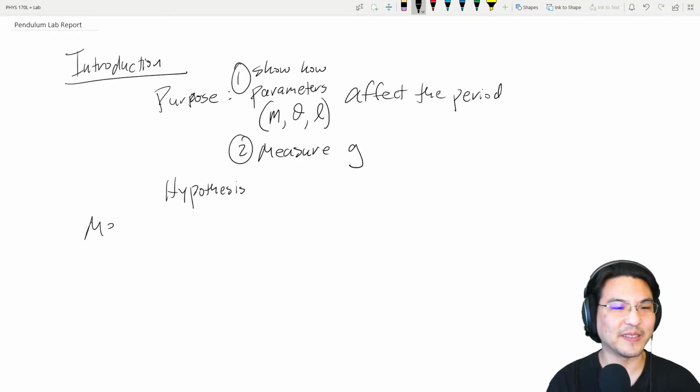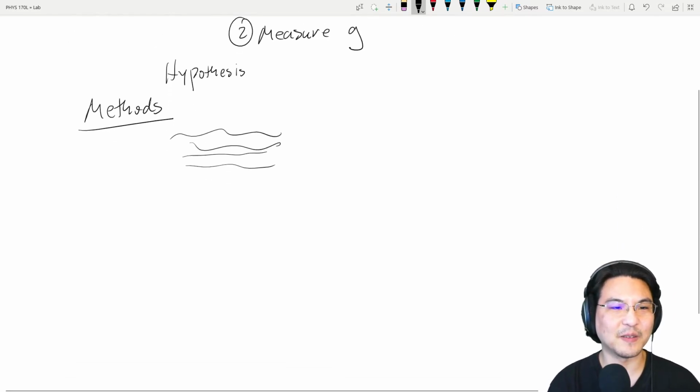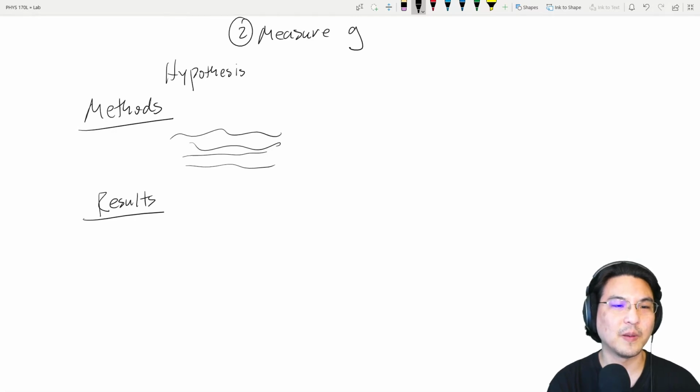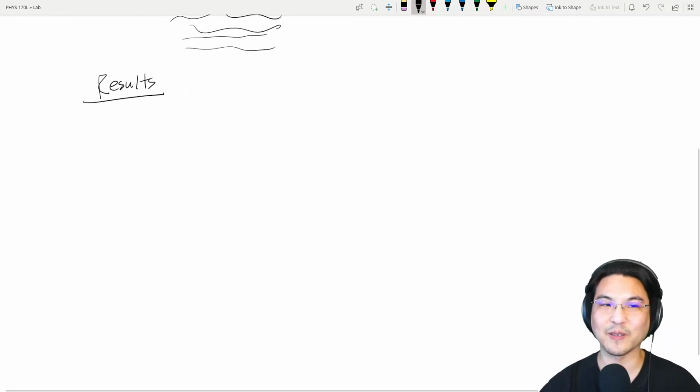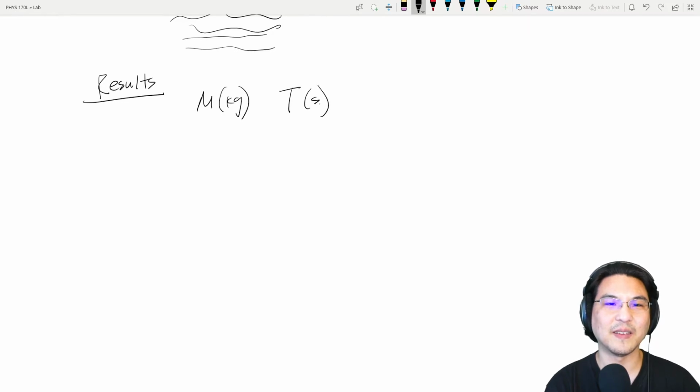Okay, and then next is your methods section, and you just explain in enough detail that someone else could read your report and replicate your experiment. Okay, and then your results. This will be the biggest section in this particular lab report. Let's start with changing the masses. So you have a table where you have mass in whatever units, and then period.